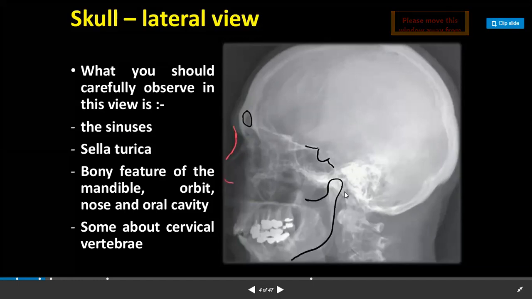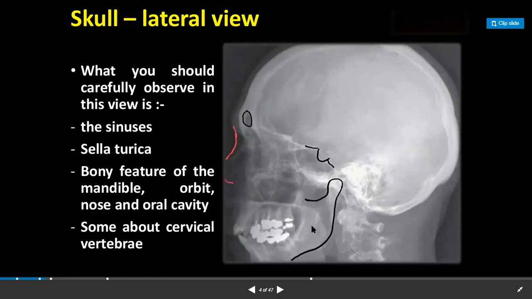This is an outline of the mandible. We can check if there is any fracture. We have the condyloid process, the neck of the mandible, isn't it, the mandibular notch, then the posterior border of the ramus, and the angle of the mandible. We are able to see the bony orbits, right? We are able to see the outline of the nose also, and a few cervical vertebrae are also visible in the lateral view of the skull bone.